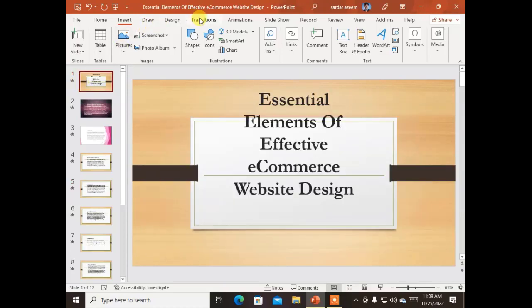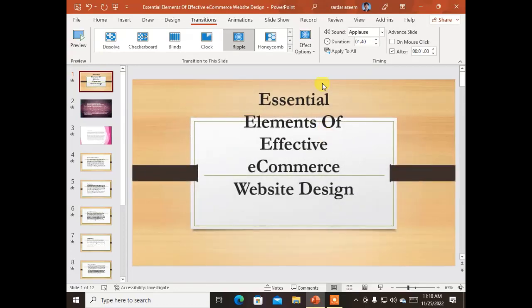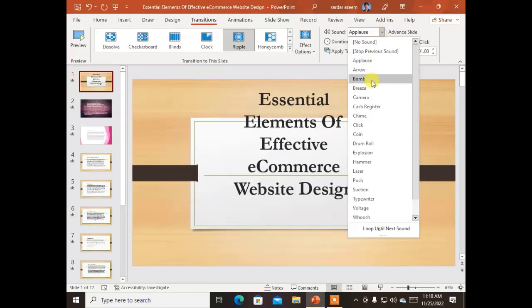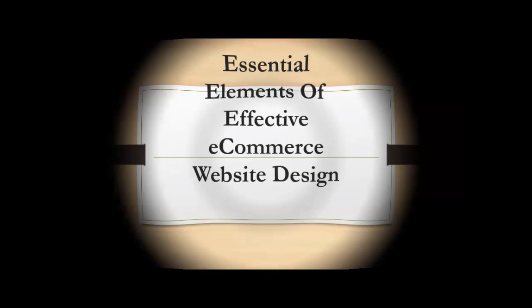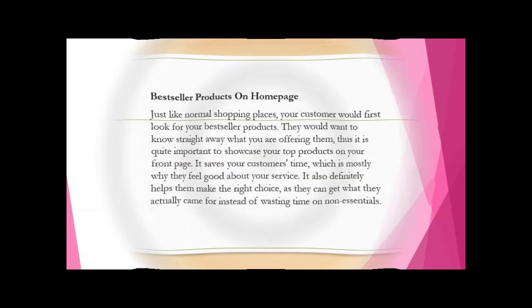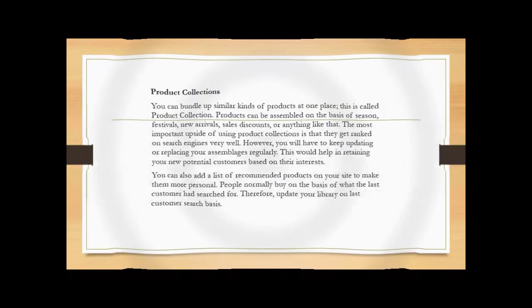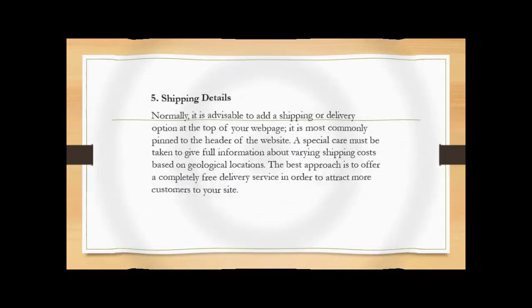If you want any other slide transition over here, just go and select the transition of your choice. For example, I want to choose the style Ripple. I want the sound of chime and apply to all. Now I will go to the slideshow again. In this way, you can see that every slide is creating animation before the display.